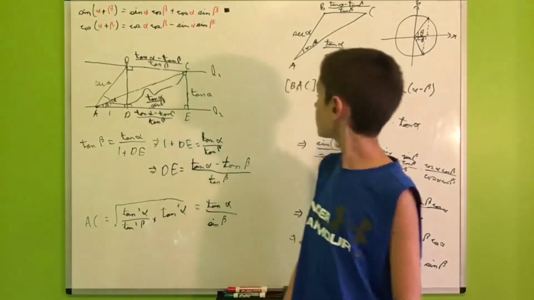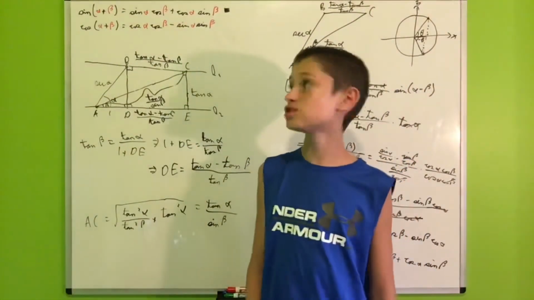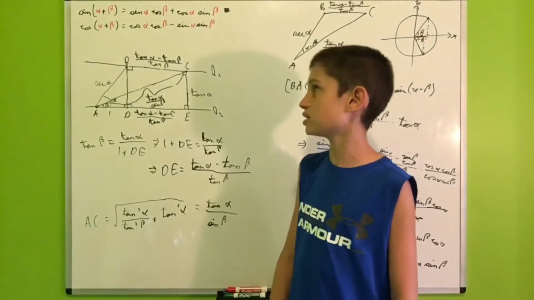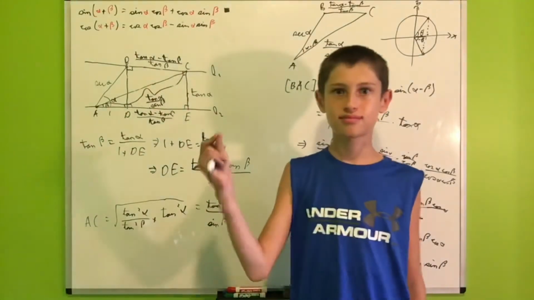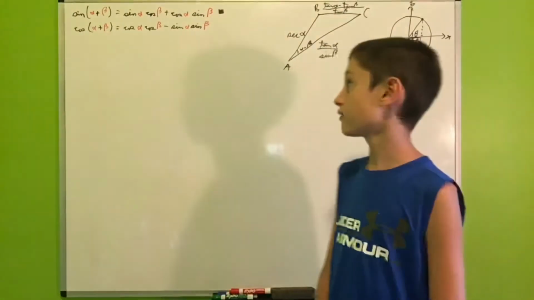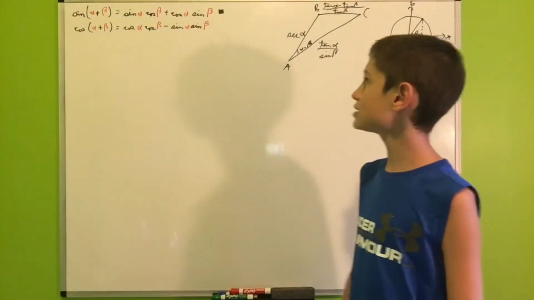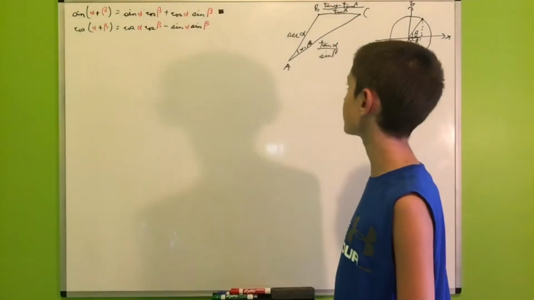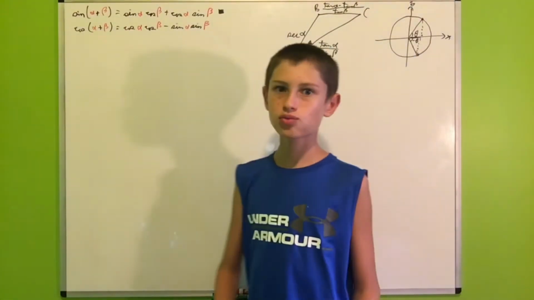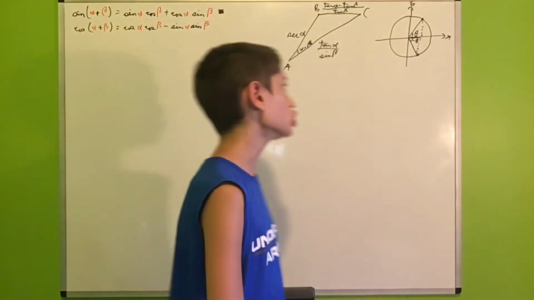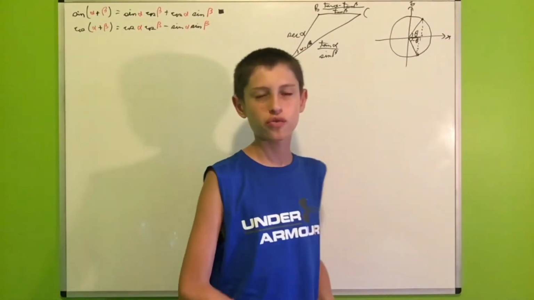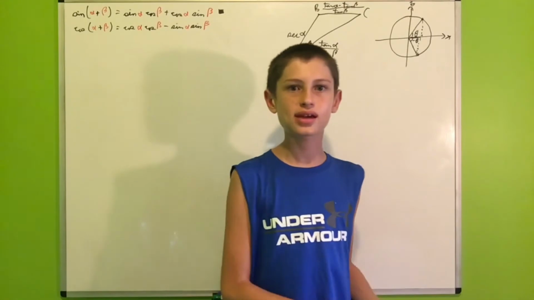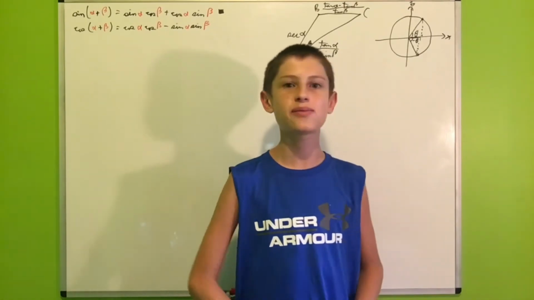And now I will clean up this board and we can start proving our second identity, namely the cosine angle addition identity. Okay, so now that I've cleaned up this board, we can finally start proving our second identity. And as we did similarly earlier, we will first find the cosine of alpha minus beta and get our expression for that. And then we will plug in negative beta instead of beta and see what we get.